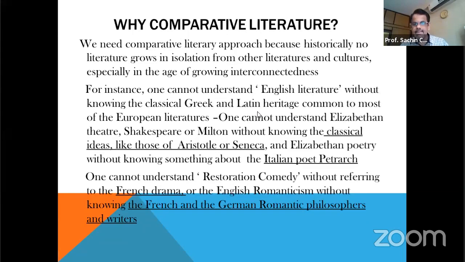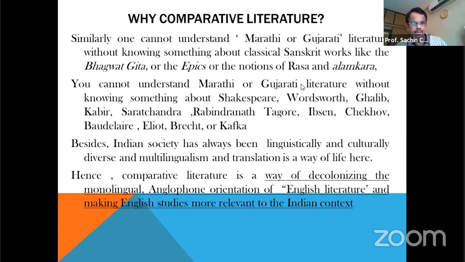We cannot understand Elizabethan poetry without knowing something about the Italian poet Petrarch. We cannot understand Restoration comedy without referring to French drama. Nor can we understand English Romanticism without knowing the French and German philosophers and writers. Similarly, one cannot understand Gujarati or Marathi or Tamil or Bengali literature without knowing something about classical Sanskrit works like the Bhagavad Gita, the epics, or the notions of ras and alankar.